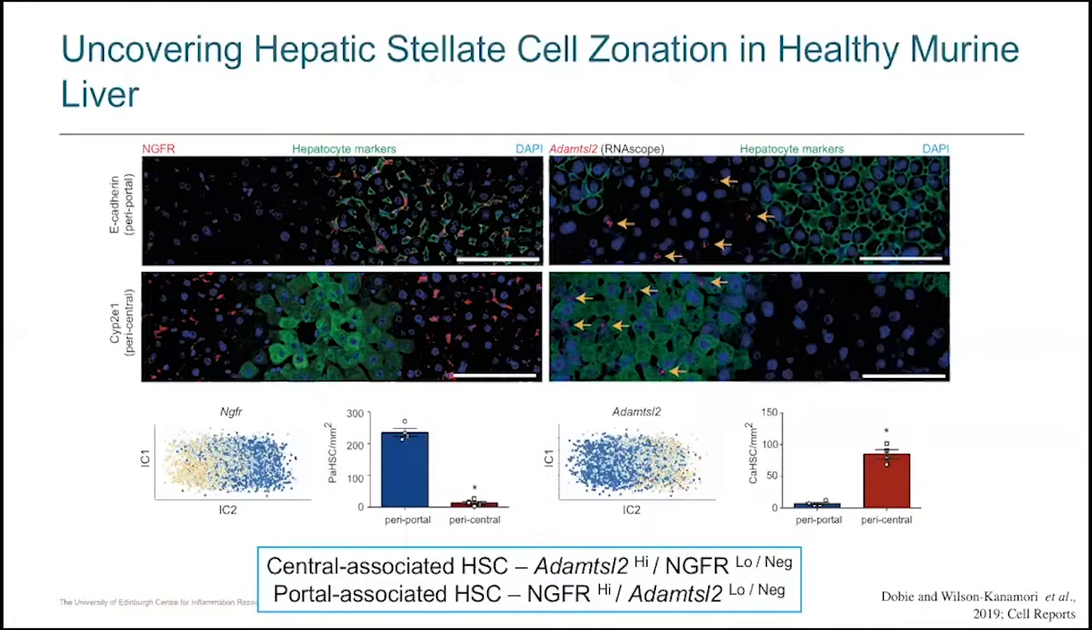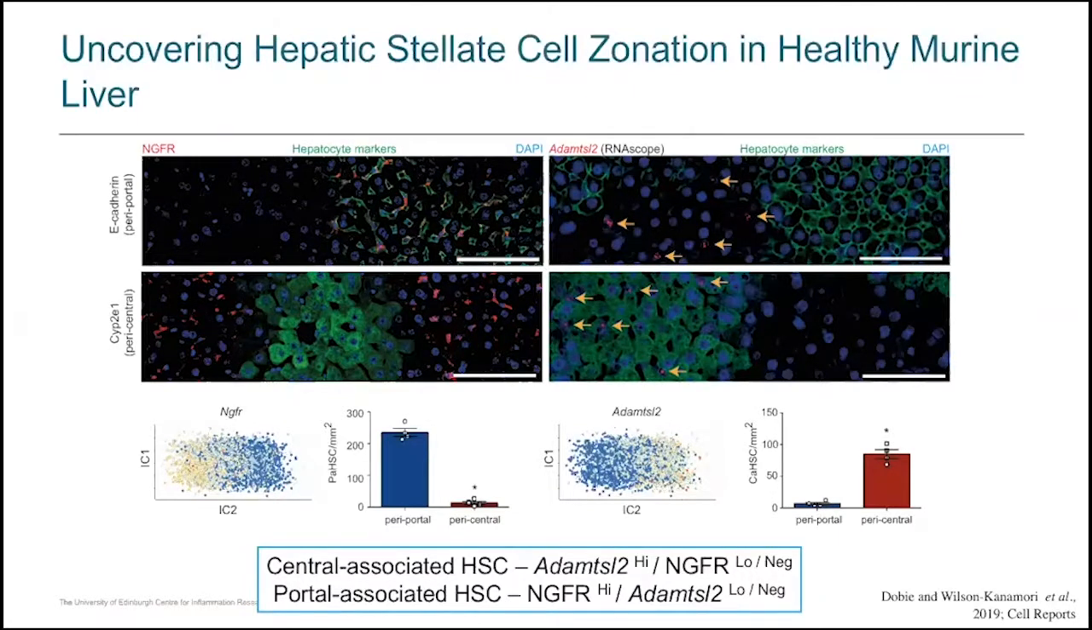NGFR and ADAM-TSL2 were identified as good markers for each stellate signature, as they were strong differentiators and also mesenchyme specific. Using well-recognized markers for hepatocyte zonation, we identified periportal, E-cadherin positive, and pericentral, CYP2E1 positive regions of the liver lobule. What we found is that the markers we identified for the opposing stellate signatures beautifully defined two topographically distinct populations across the parenchyma.